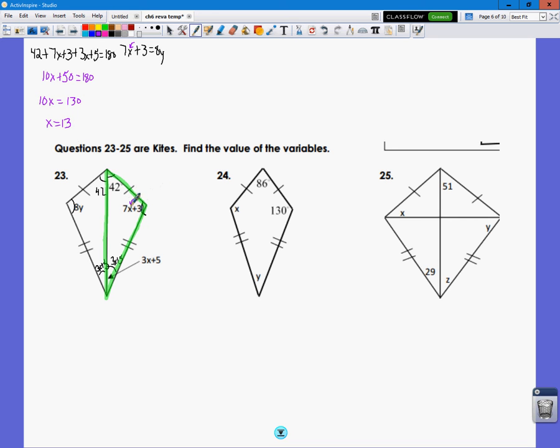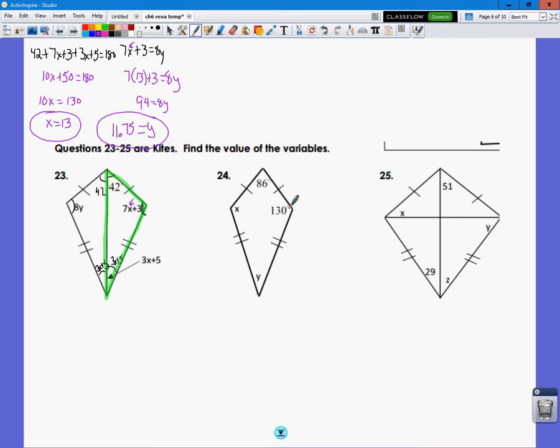Again, if I plug that back in, I'd have 7 times 13 plus 3 is going to be equal to my 8y. So when I do this, I get 94 equals 8y, and I divide both sides by 8. Y is equal to 11.75. There's certainly nothing wrong with getting a decimal as an answer.